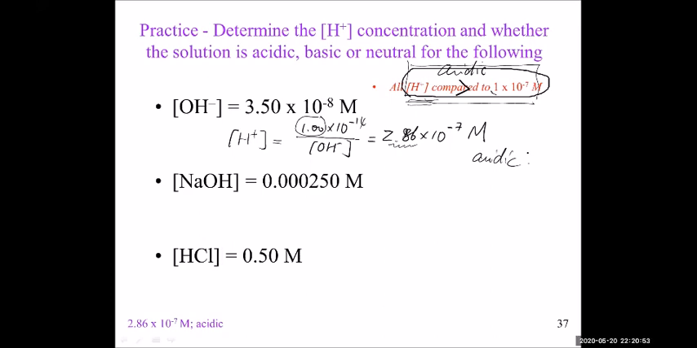So if you start from hydroxide and ask about H plus, we have a way to solve. It is to use Kw to solve for the H plus.